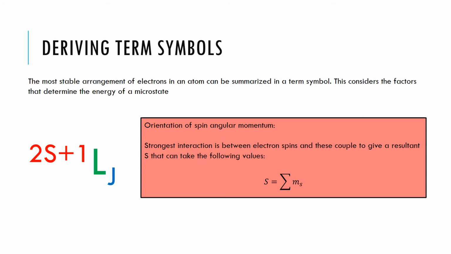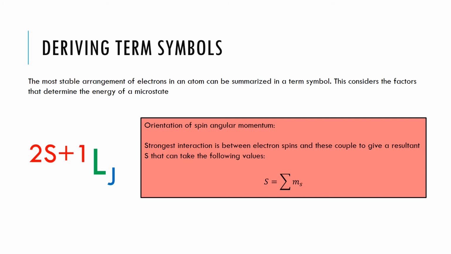We can describe the most stable arrangement of electrons in an atom by summarizing it in something called a term symbol. And this considers all of those factors at play that are likely to determine the energy of a microstate. So on the left there is a generic scheme of a term symbol. There's an S component, an L component, and a J component.